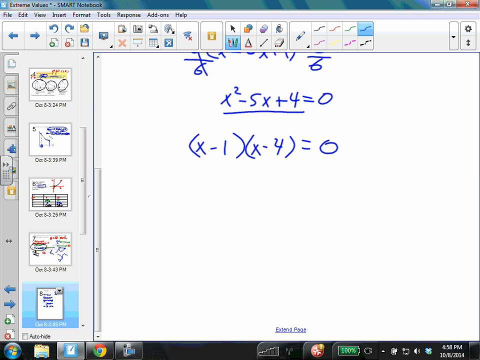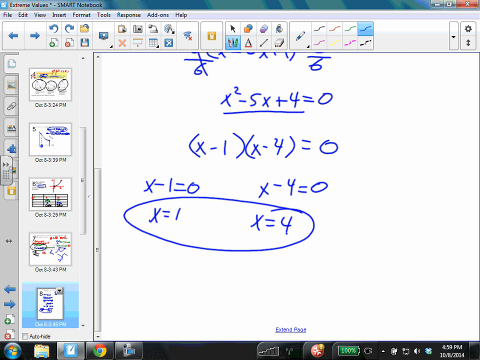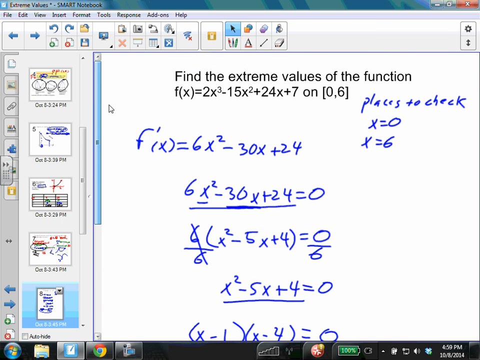And so now what I'm going to do is take each of these, x minus 1 and x minus 4, and set them both equal to 0. Because if either one of those comes out to be 0, then that means the whole answer would be 0, right? So I'm just going to check them individually. And obviously, if you solve these, you would get x equals 1 and x equals 4. Okay, so these need to be added to my places to check. I have 0. I need to add in x equals 1 and x equals 4.